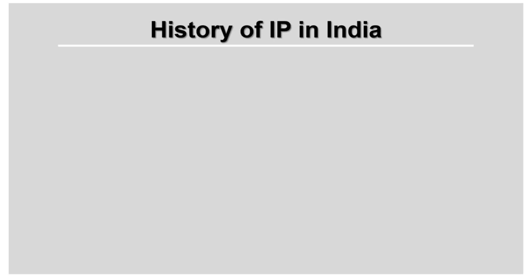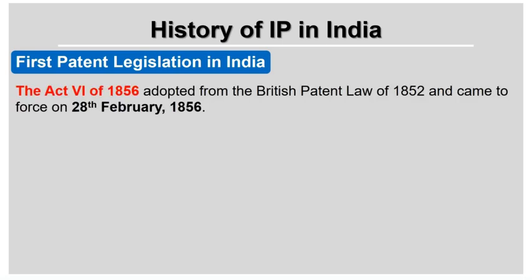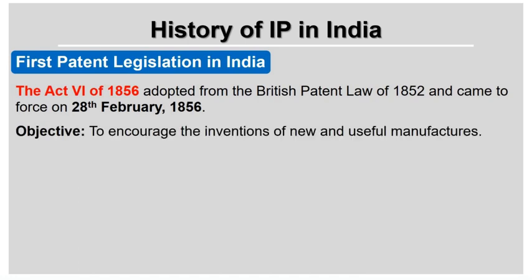The history of the Indian patent system starts in the pre-independence era of British rule. The first patent-related legislation in India was Act 6 of 1856, which was adopted from the British Patent Law of 1852, and it came into force on 28th February 1856. The objective of this legislation was to encourage the inventions of new and useful manufactures.